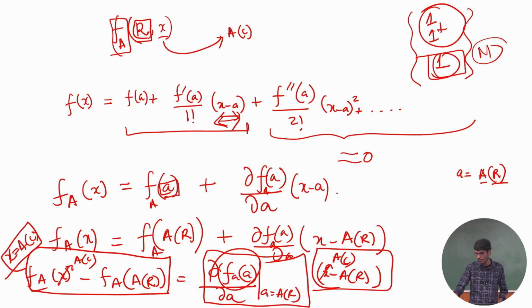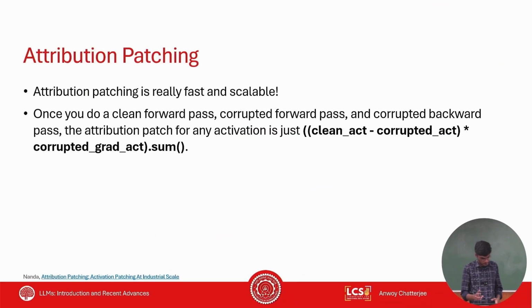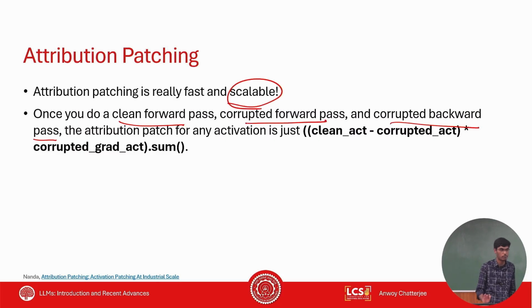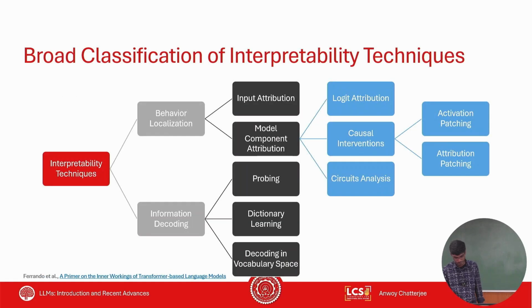But this scales well, and as I said, it can be done with a single clean forward pass, a corrupted forward pass, and a corrupted backward pass, and it's scalable. So that is the positive of attribution patching. So now we have covered causal interventions, activation patching, attribution patching, and discussed how you find circuits automatically, right? Okay.